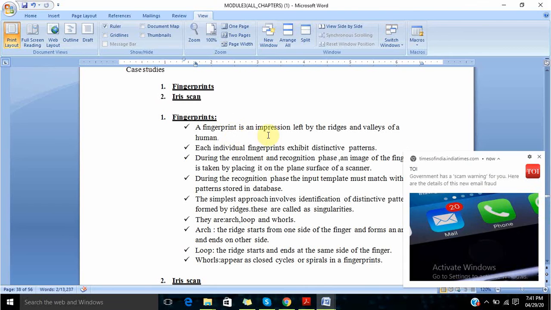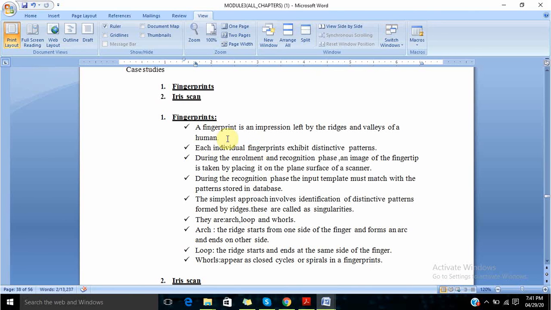A fingerprint is an impression left by the ridges and valleys of a human finger. These ridges and valleys are nothing but patterns. They refer to the different types of patterns which are there in our fingers. So each individual's fingerprint exhibits distinctive patterns.